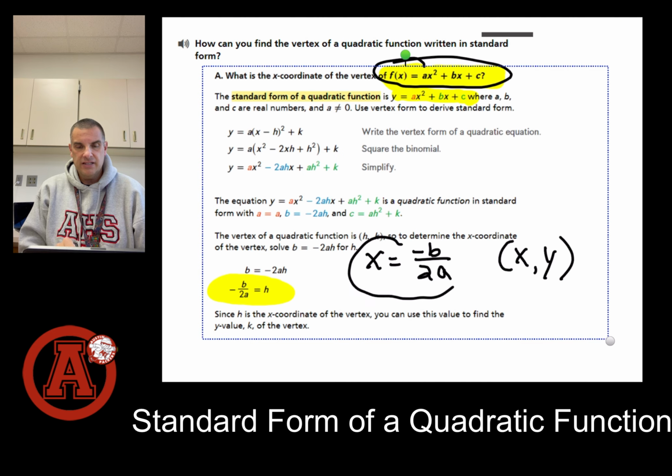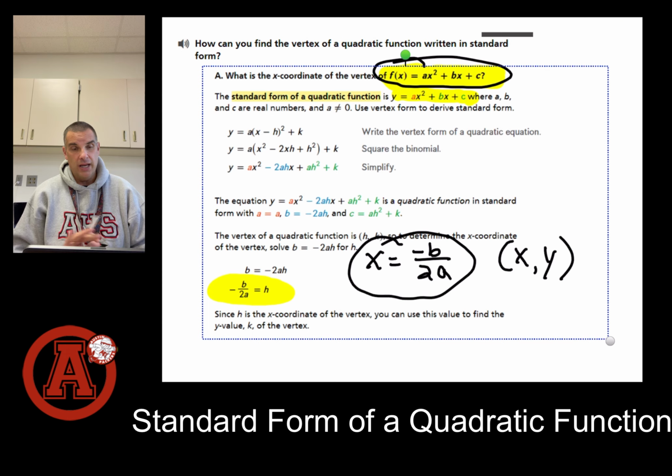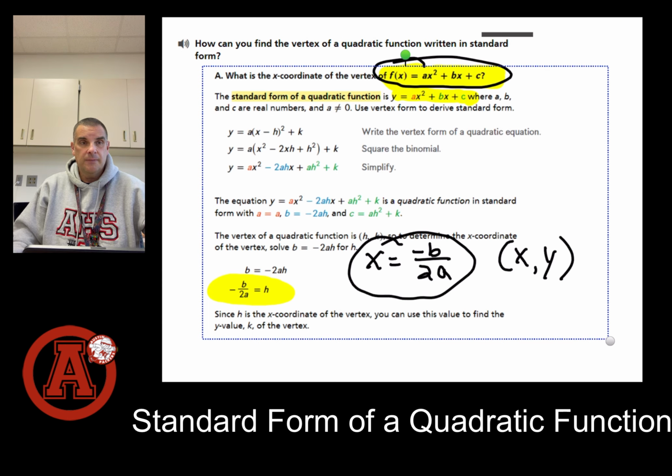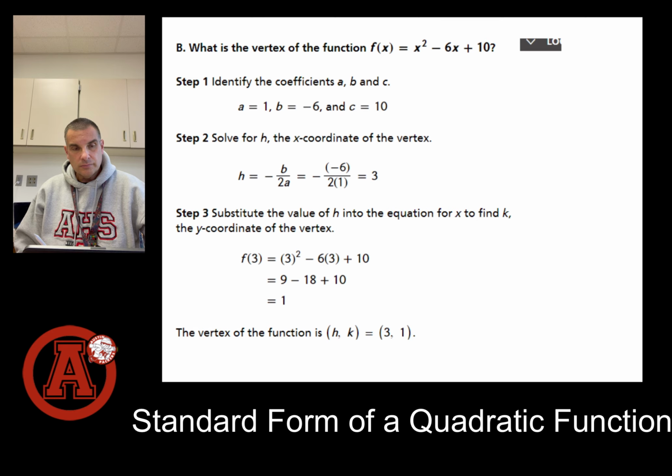Big key out of this, the other thing you need to know: the axis of symmetry is x is equal to negative b over 2a. And we're going to use that quite a bit during this section. So what is the vertex of that function? Let's do an example.